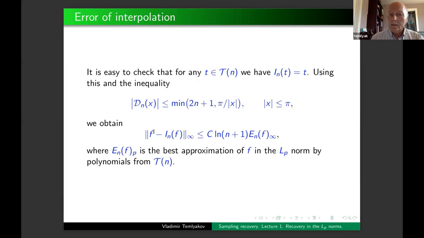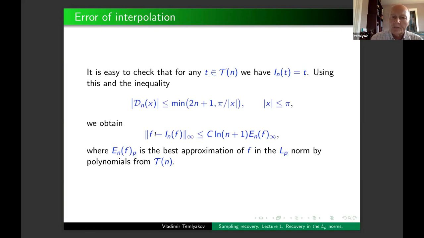So if you take any continuous function, apply this interpolation operator, and then you measure the error in L infinity, then you get the following bound. So here is E_n(f). I'll explain what that is. E_n(f) is the best approximation of f in the L_p norm, here in the L infinity norm, by trigonometric polynomials of order n. This relation was proved by Lebesgue, and relations like this are now called Lebesgue type inequalities.